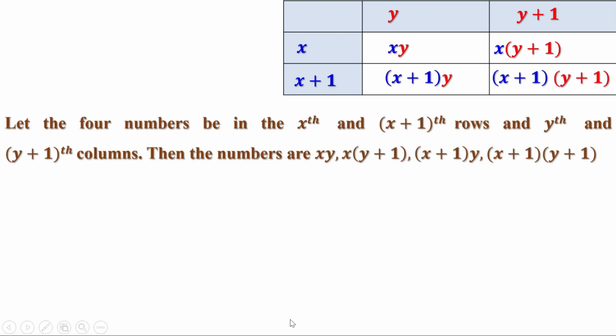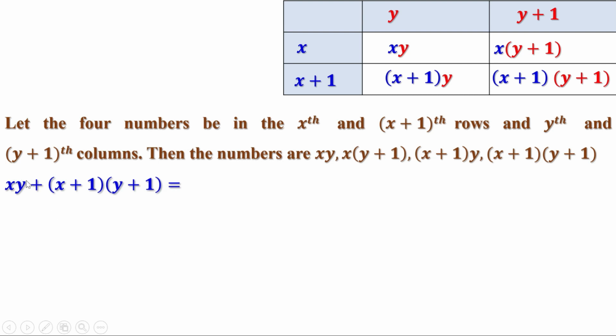Let the numbers be in the xth and (x plus 1)th rows and the yth and (y plus 1)th columns. Then the numbers are xy, x into (y plus 1), (x plus 1) into y, and (x plus 1) into (y plus 1). Now let us find the diagonal sums, that is xy plus (x plus 1) into (y plus 1).